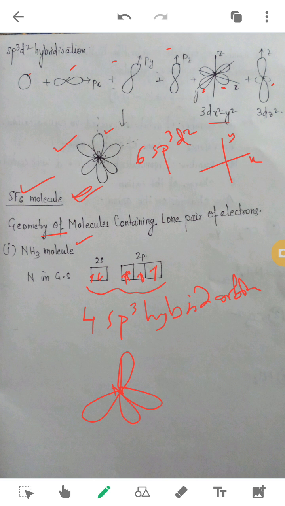Now, in this case, out of these 4 sp3 hybrid orbitals, 3 are going for bond formation with hydrogen. The other one, the paired one, contains the lone pair of electrons. So one of the sp3 hybrid orbitals contains the paired electrons, the lone pair. This is how it happens. Because of that, the geometry is distorted and the angle changes from 109 degrees to 107 degrees. So this is the case.